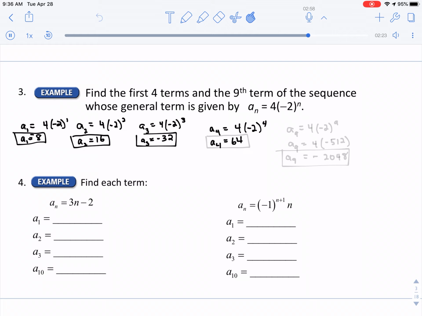So now we found our first 4 terms, but it also asks us to find the 9th term. So the 9th term, a sub 9, is 4 times (negative 2) to the 9th power. Negative 2 to the 9th power is negative 512. And 4 times negative 512 is negative 2048. And there's the answer for a sub 9.